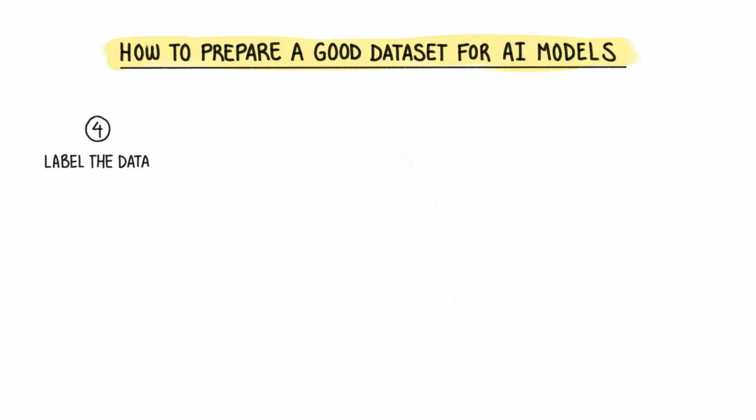4. Label the data. For models with supervised learning, you need input-output pairs, and for unsupervised models like GPT, just give lots of good quality text and it learns patterns on its own.